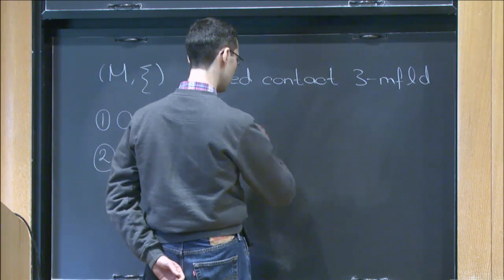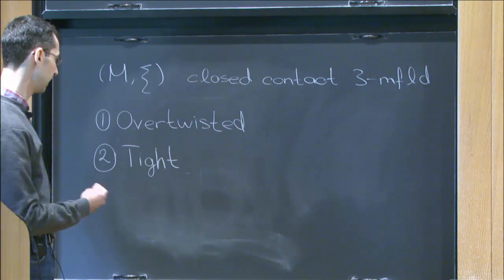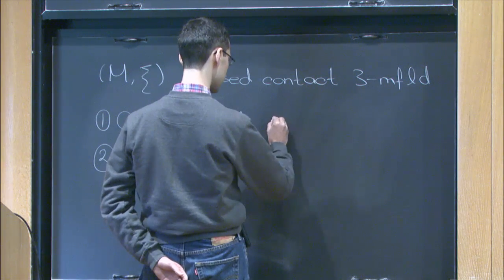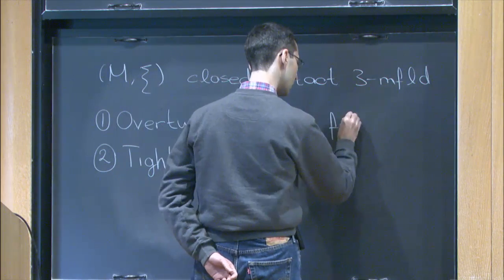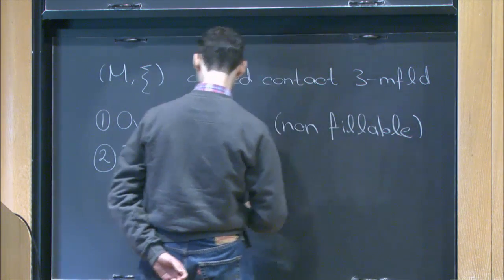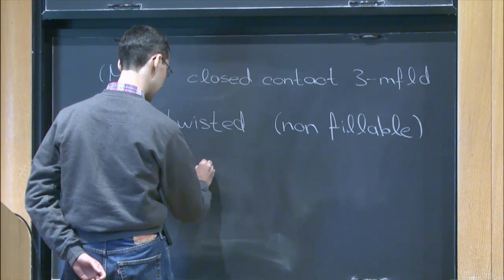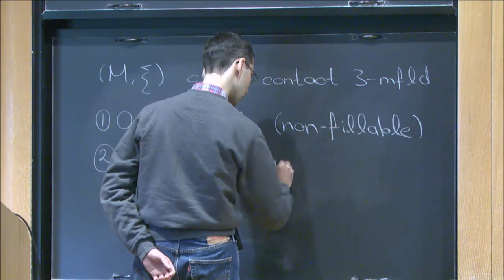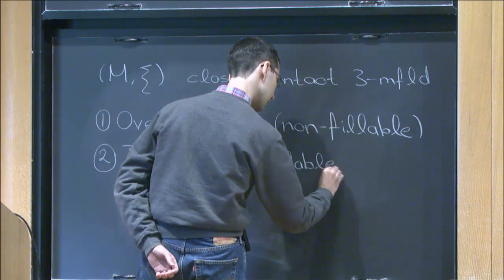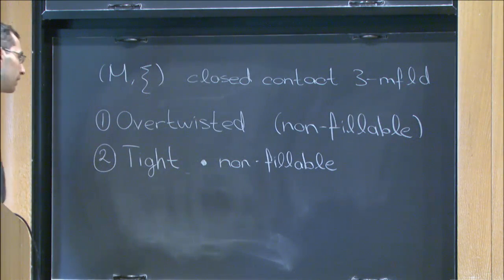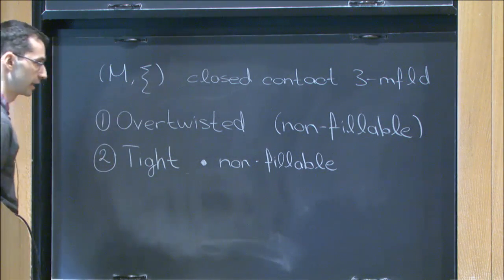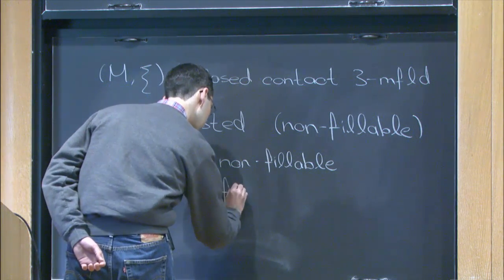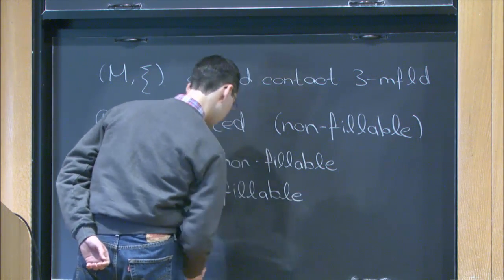Let me say that the ones that are going to be filled by a symplectic manifold in that sense are called fillable. Therefore, overtwisted ones are non-fillable. In the case of tight contact structures, we might have non-fillable ones, and the first examples of these were given by Etnyre and Honda and later on by Lisca and Stipsicz. Or they can be fillable, but fillable in a bunch of different ways.